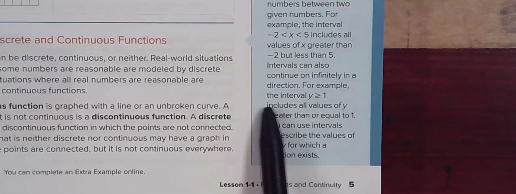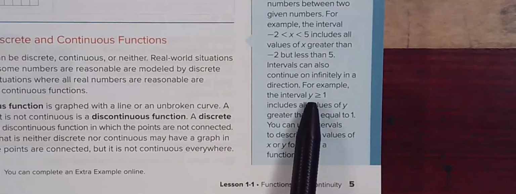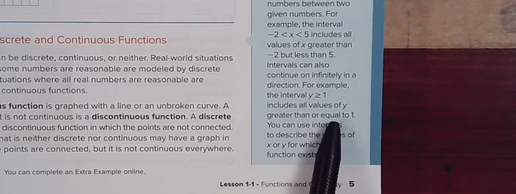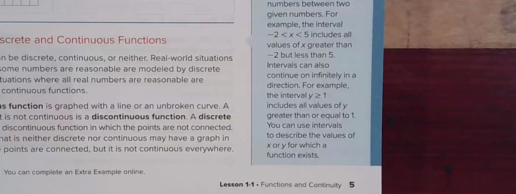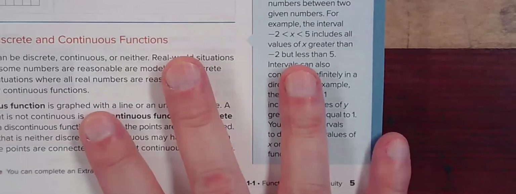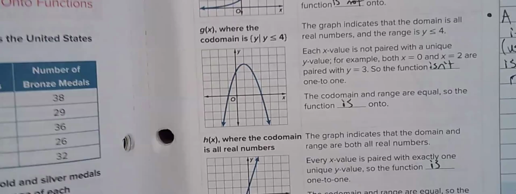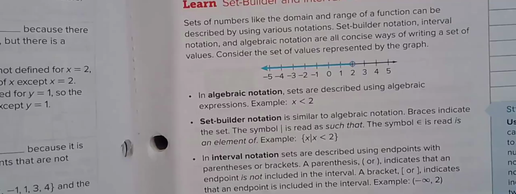For example, the interval y ≥ 1, that basically is like a range that we saw yesterday, would be all the values of y that are either greater than or equal to 1 in an upward direction only. You can use intervals to describe the values of x or y, so domain and range values for which a function exists. And we'll be doing that a lot today as well. So the goal here is to hopefully get through this in a reasonable amount of time, which will allow you a good amount of work time at the end of class today. Because we didn't really have any yesterday, especially because of the fire drill.